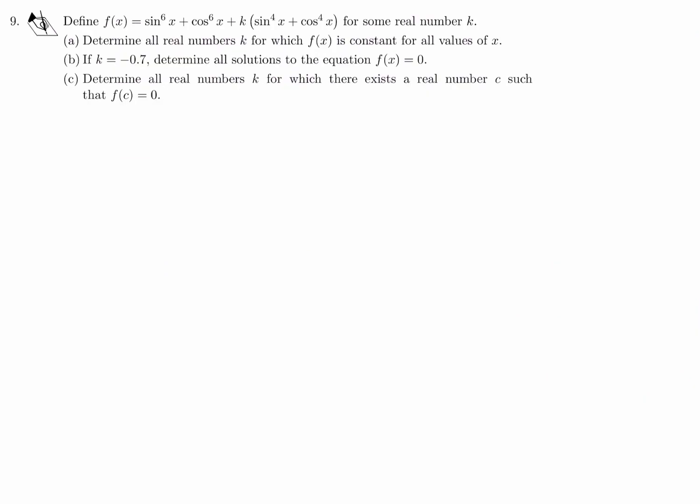Number 9, define f of x to be equal to sine of x to the power of 6 plus cos x to the power of 6 plus k times sine x to the power of 4 plus cos of x to the power of 4 for some real number k. Determine all real numbers k for which f of x is constant for all values of x.